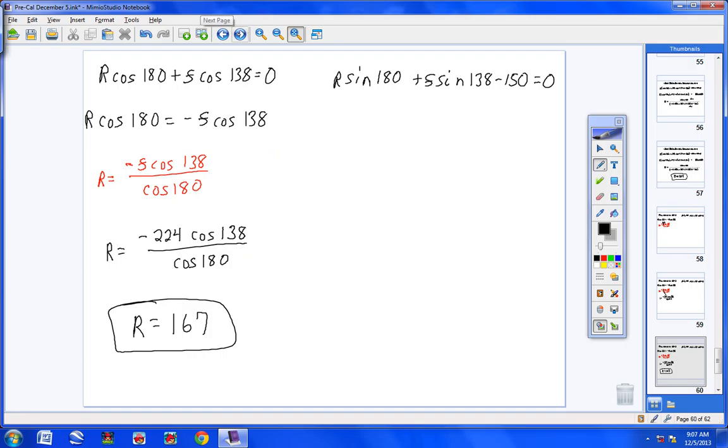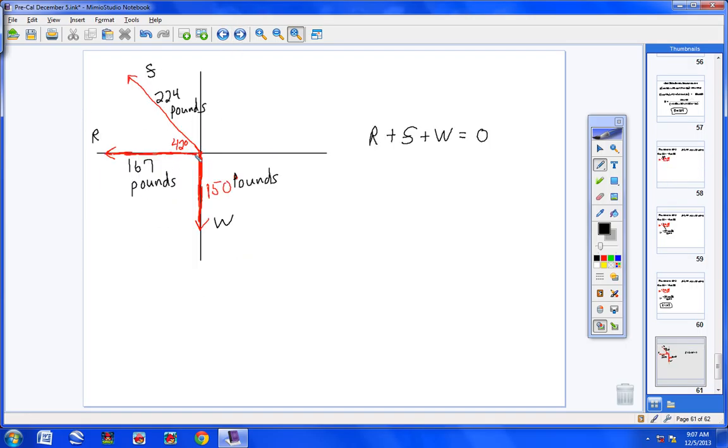So let's go back to our original drawing. Here we go. Here's r going this way. Its force is 167 pounds. And here's s going this way. Its force is 224 pounds. There, we did it. So we did 2 word problems.